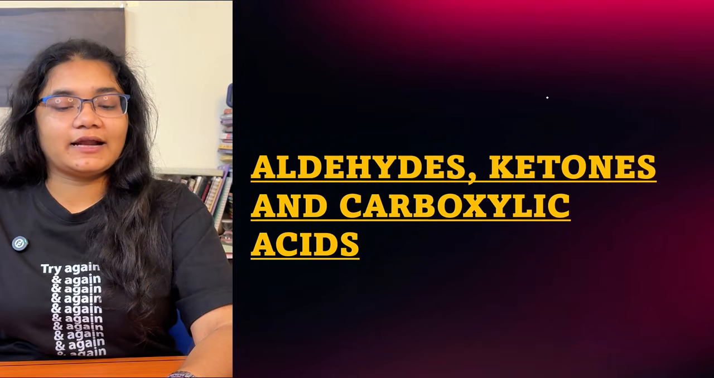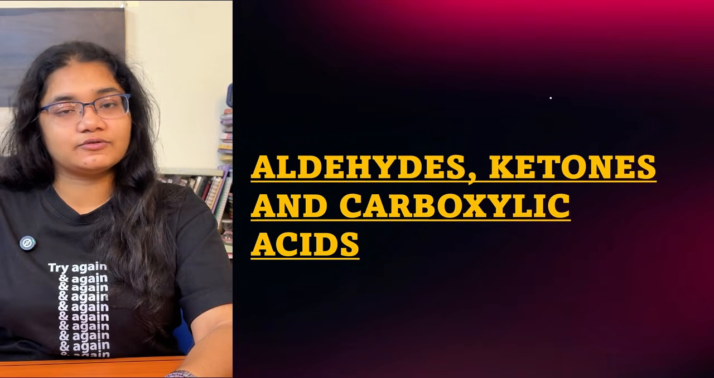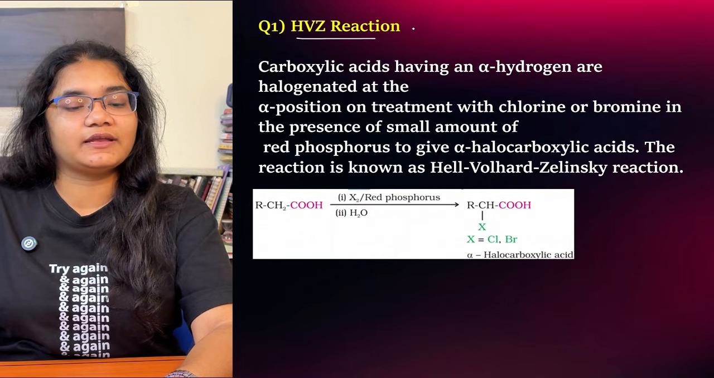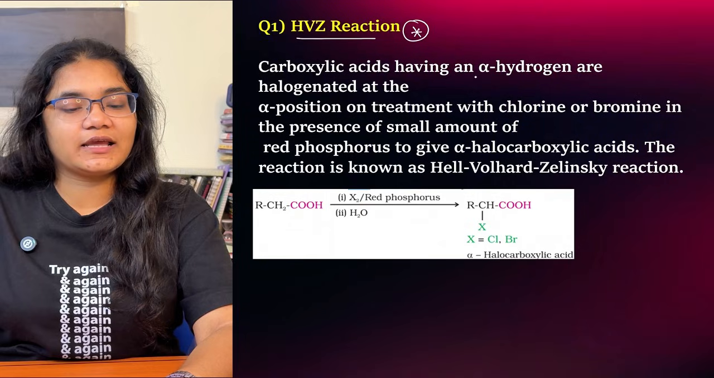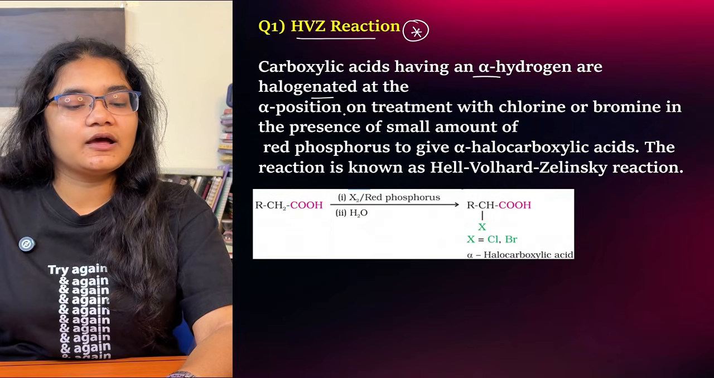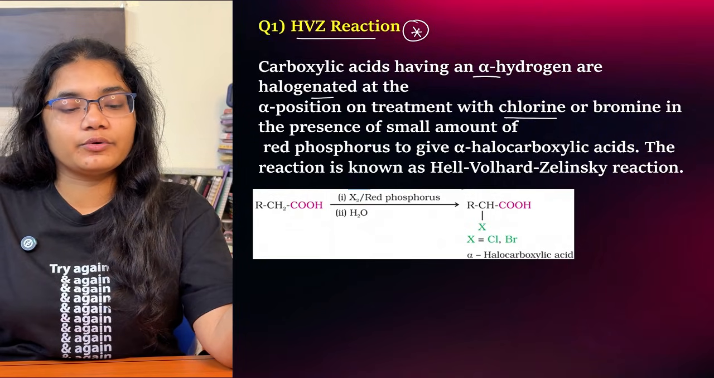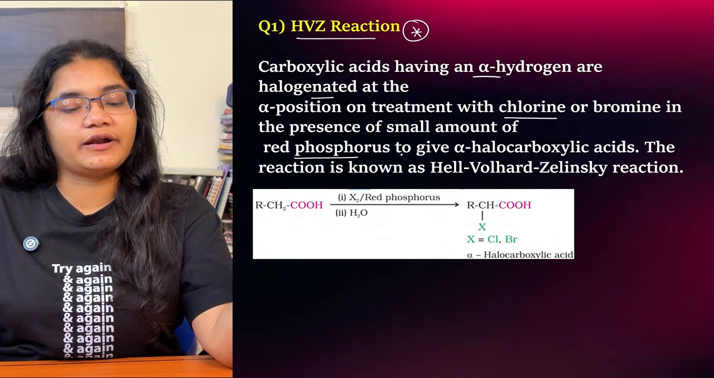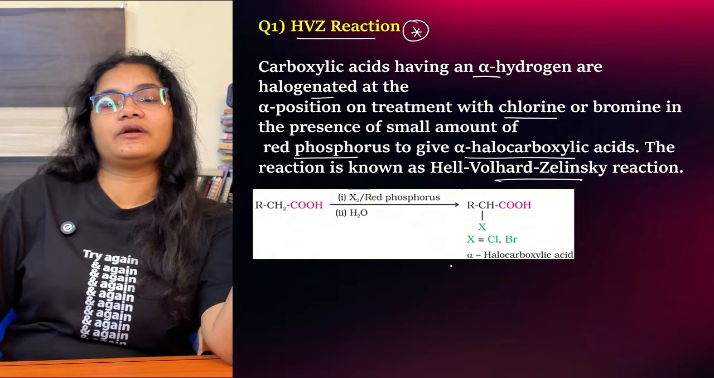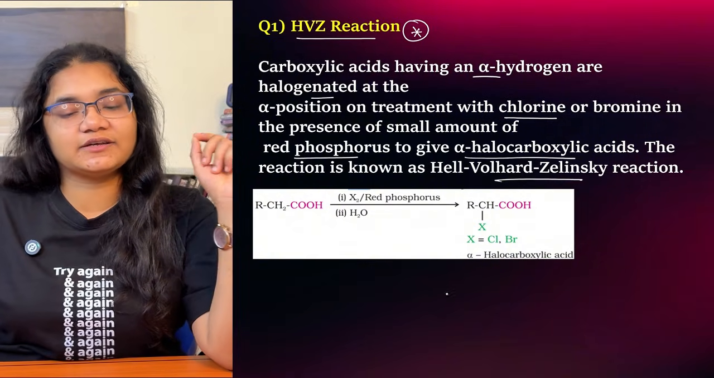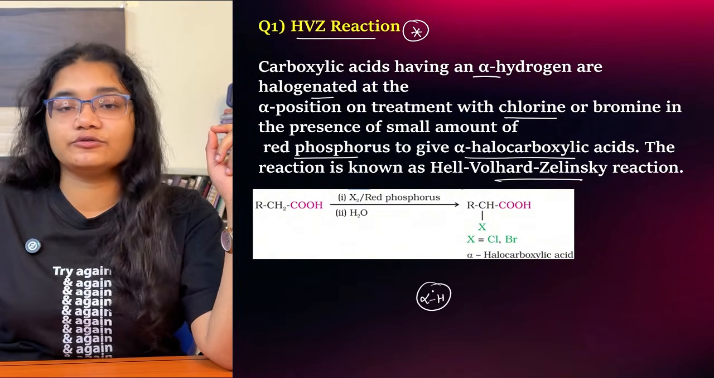Next, let's move to aldehydes, ketones, and carboxylic acids. Here also we have a lot of name reactions. The first one is very, very important. Many times it is asked, HVZ reaction. So a carboxylic acid having an alpha hydrogen, on treatment with chlorine or bromine in presence of a small amount of red phosphorus, gives you alpha halocarboxylic acid, and this reaction is called HVZ reaction. So what is the must condition? You need to have an alpha hydrogen here.